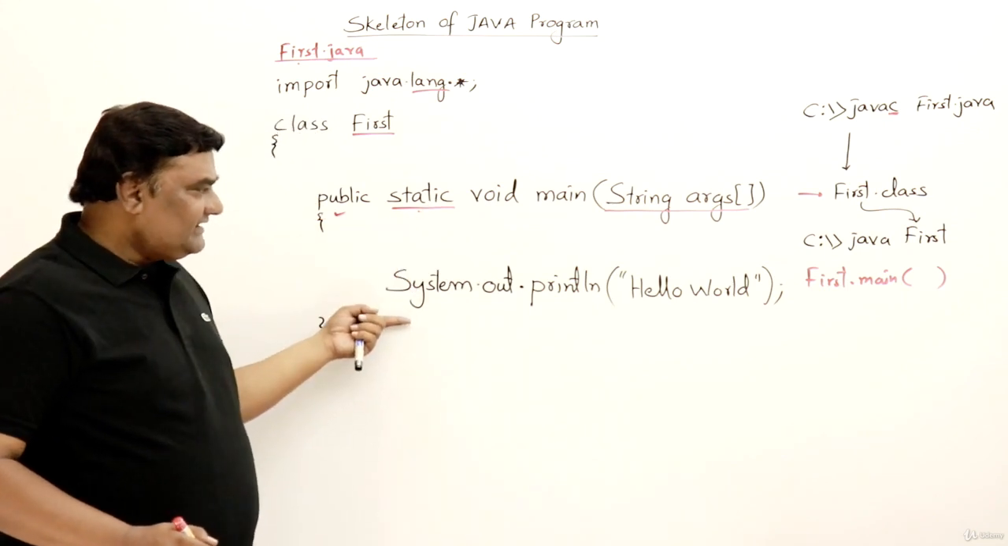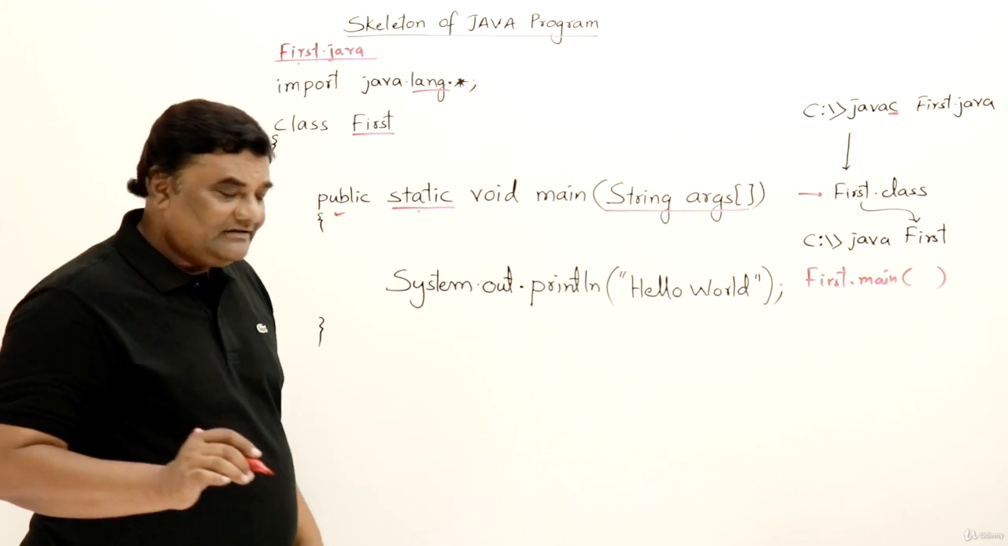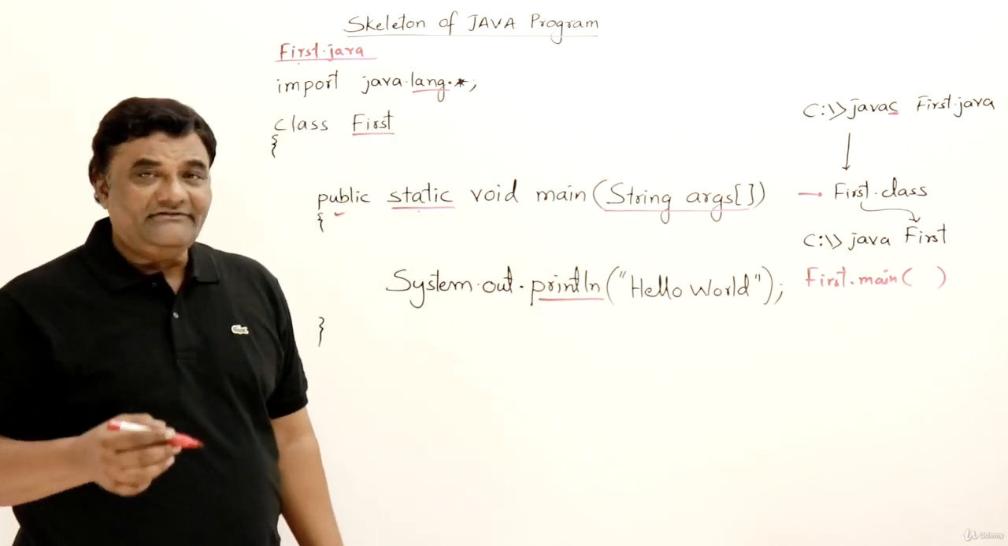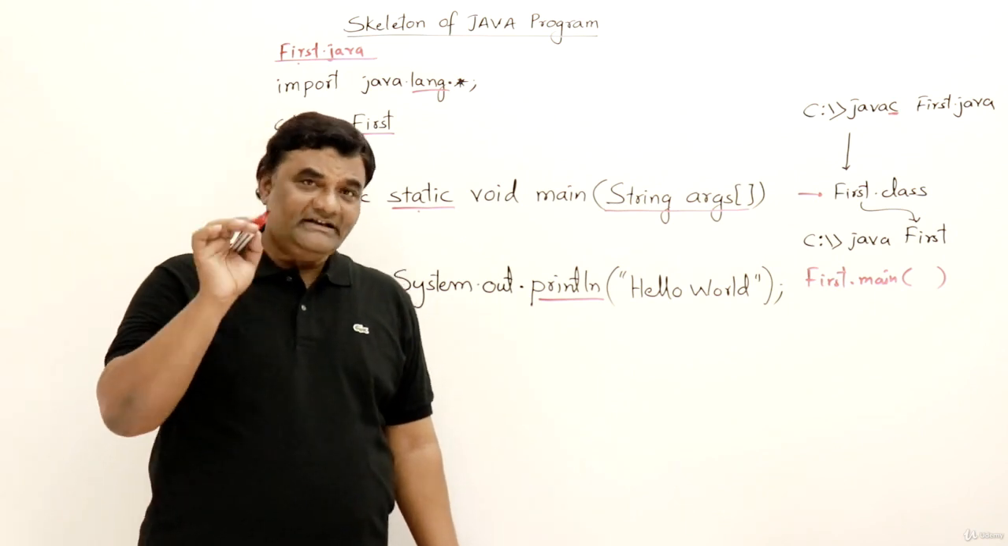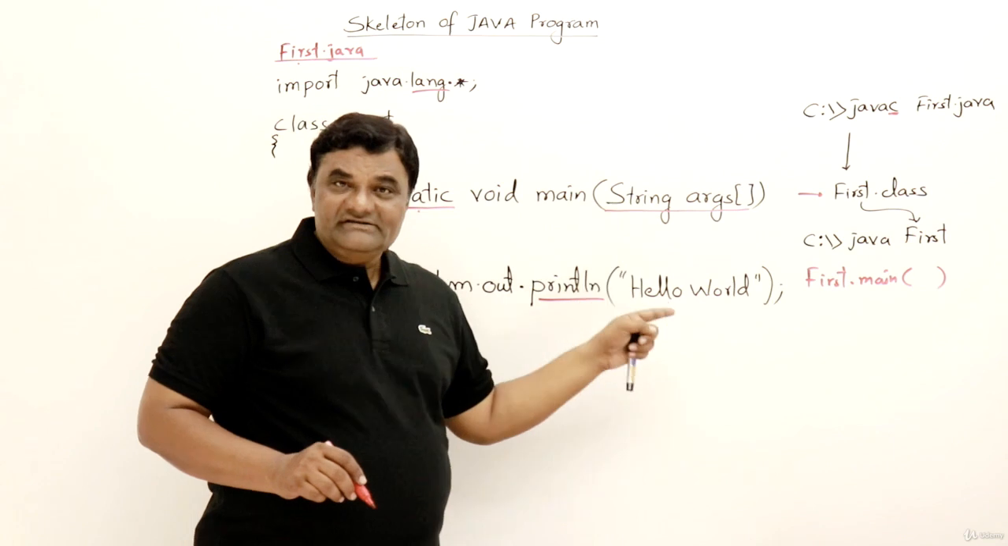Then coming to this line, system.out.println. Actually, println is a method. Just like in C language, if you have the idea of C language, printf is a function for printing anything on the screen. So println is a method for printing anything on the screen.